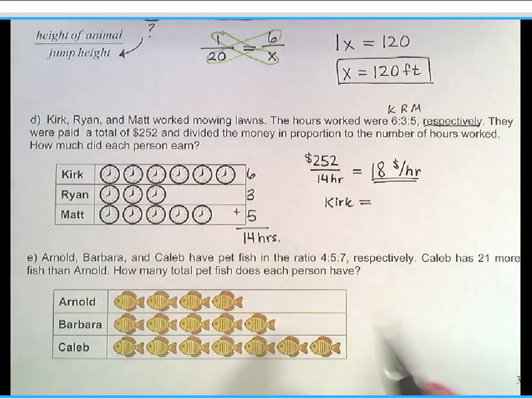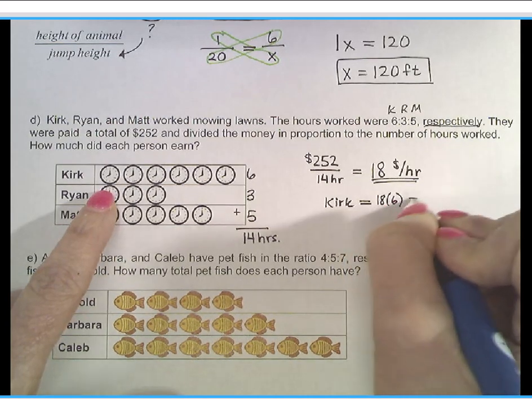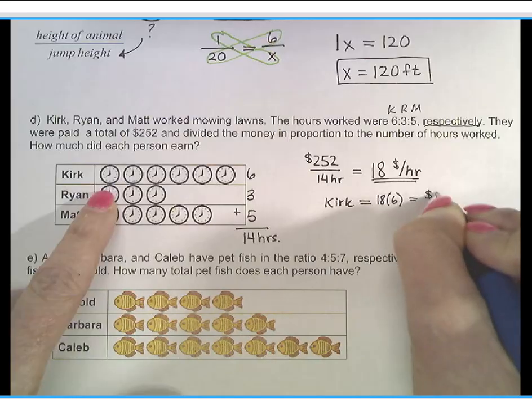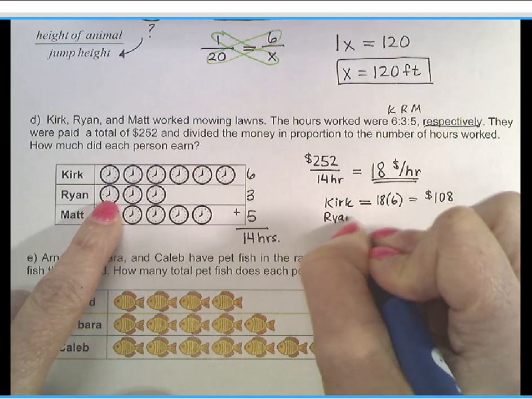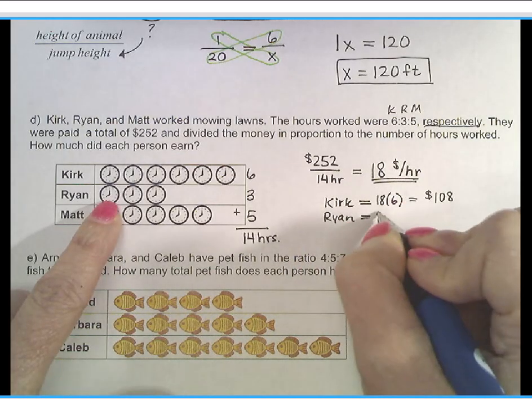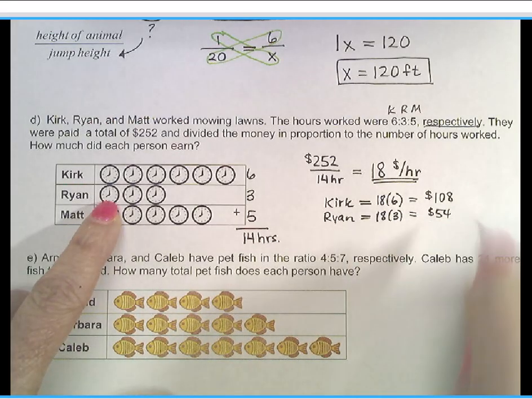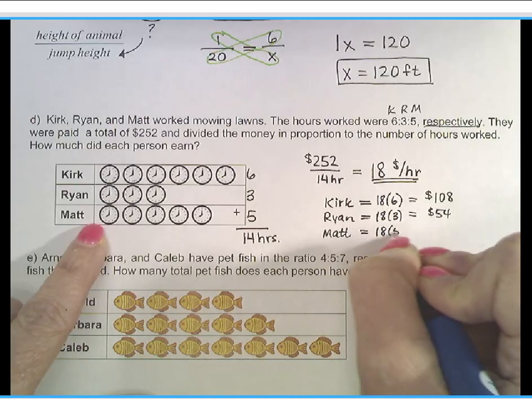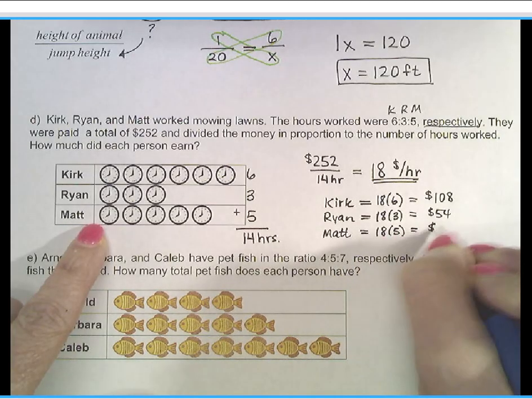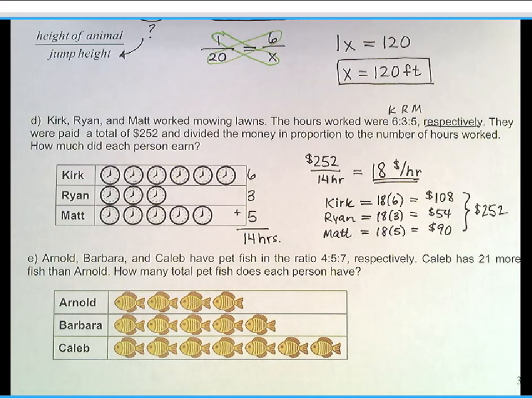So let's figure out for Kirk. If each clock is 18 bucks and there's 6 of them, that's 18 times 6. 18 times 6 is 108. So Kirk's going to get 108 bucks. For Ryan, he only worked 3 hours at $18 an hour. So 18 times 3, that's 54 bucks. And then we got Matt. And Matt worked 5 hours. 18 times 5 is 90 bucks. And if you add these up, this is one way you can check your answer. The total should be 252, but we're dividing it up proportionally.